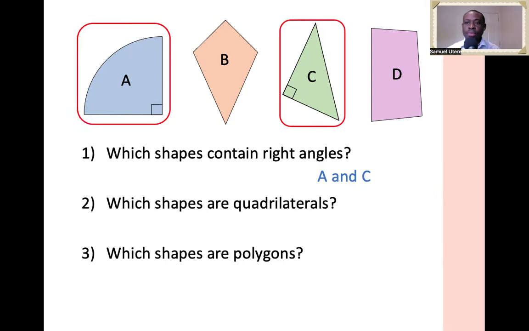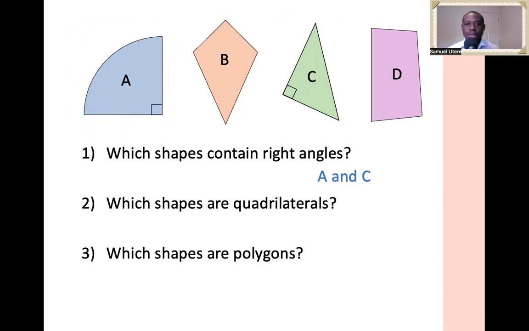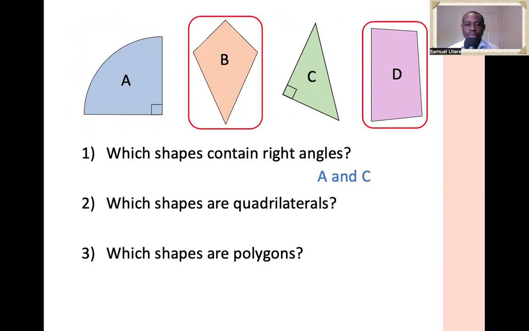Next, you ask, which shapes are quadrilaterals? Quad means four. Laterals mean lines. So another way of asking you is, which of the shapes do you see has four lines that are all around the shape? And those shapes are B and D. Next, you ask, which shapes are polygons? So polygons are shapes that are bounded all around it by straight lines. And the shapes that have that description are B, C, and D.